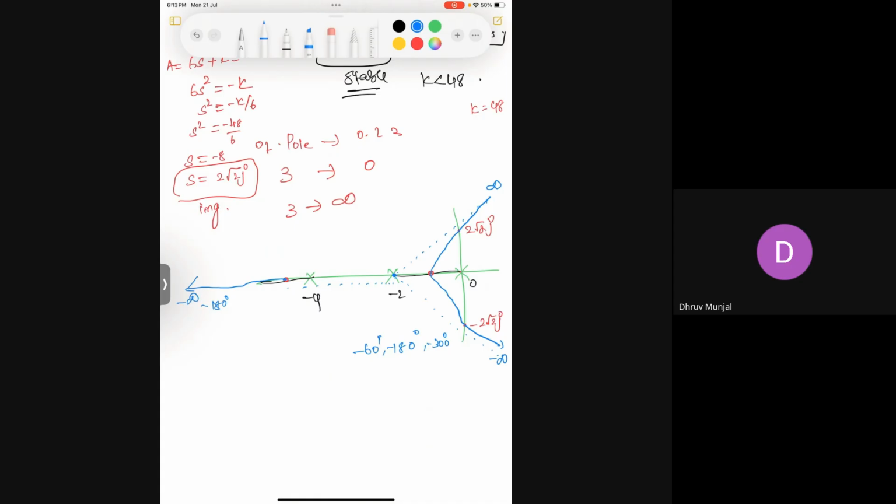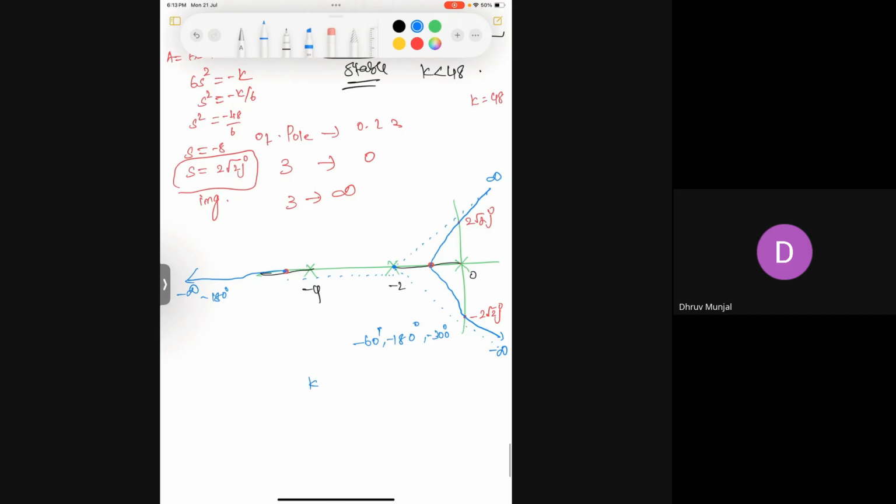Is it clear? This is our final root locus diagram for this particular equation, and we found the stability will exist for values of K less than 48.